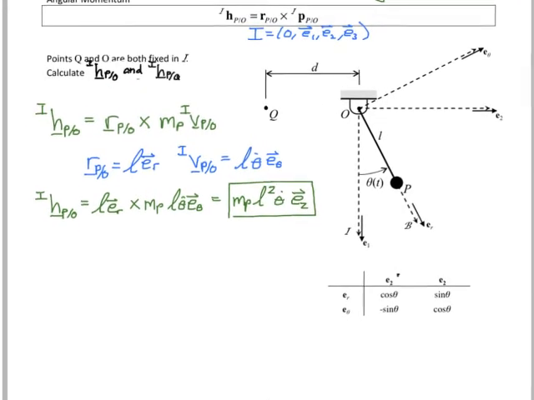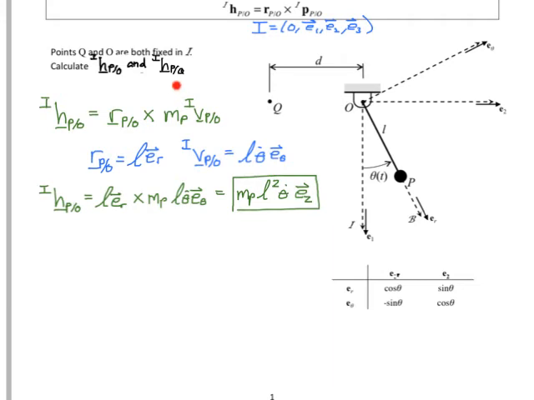So next, let's take a look at the angular momentum of P with respect to point Q. Now point Q is an inertially fixed point as well, but point Q is located the distance d to the left, or in the negative E2 direction, from point O. So first, write the generic expression for the angular momentum of P with respect to point Q.